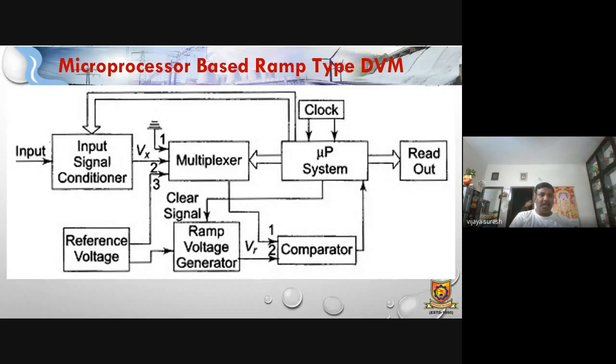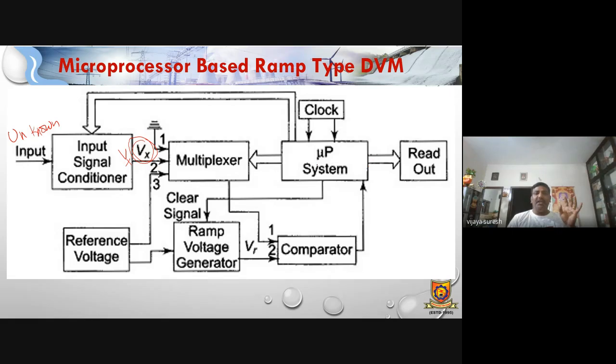First is the input, nothing but the unknown value, the unknown input. This unknown input voltage goes to the input signal conditioner, consisting of ranging switches, attenuators, noise rejection, etc. Finally, we give the unknown input voltage as Vx. Vx is nothing but the unknown input voltage.